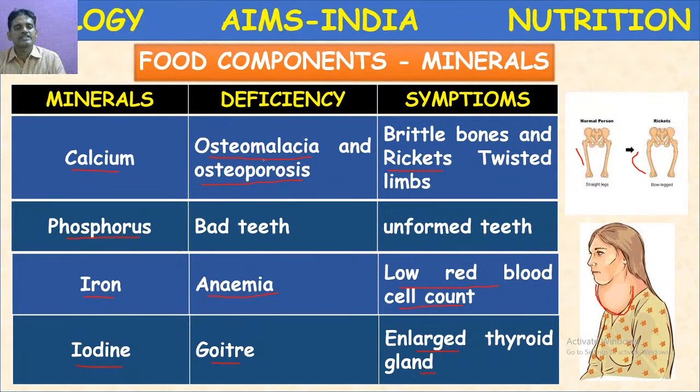So calcium deficiency causes osteomalacia and osteoporosis. These two are related to the bones: brittle bones and twisted bones. Phosphorus deficiency leads to bad teeth and unformed teeth. Iron deficiency leads to anemia. The symptom is low RBC count. Iodine deficiency leads to goiter. Generally it does not occur, but in some people it occurs who use uniodized salt. So iodized salt you have to include. The main symptom is enlargement of the thyroid gland.